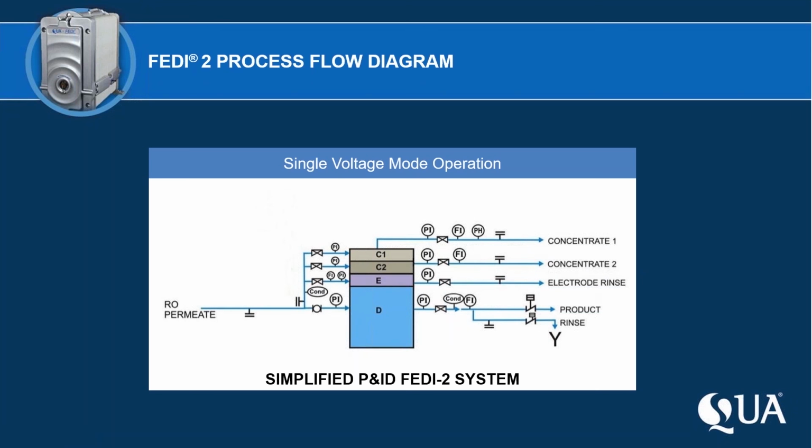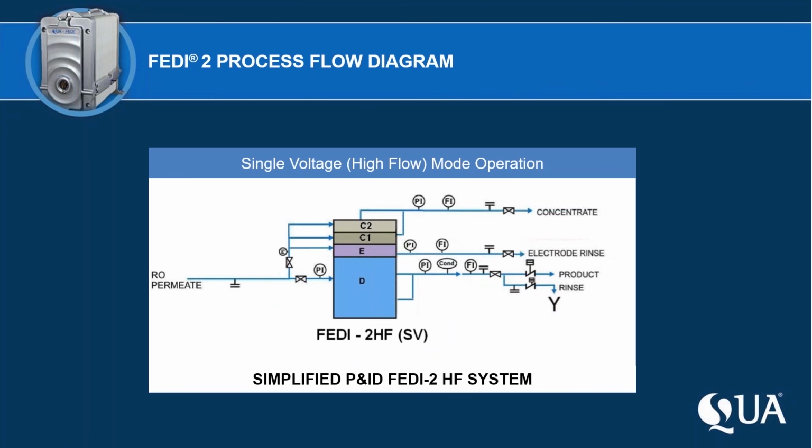And then a lot of times it's recommended to do a rinse in case the EDI is shut down. You want to make sure you're within the specifications of the application. And so a lot of times there might be a rinse just to get the product up to the quality that's required. So this is a single voltage high flow mode.